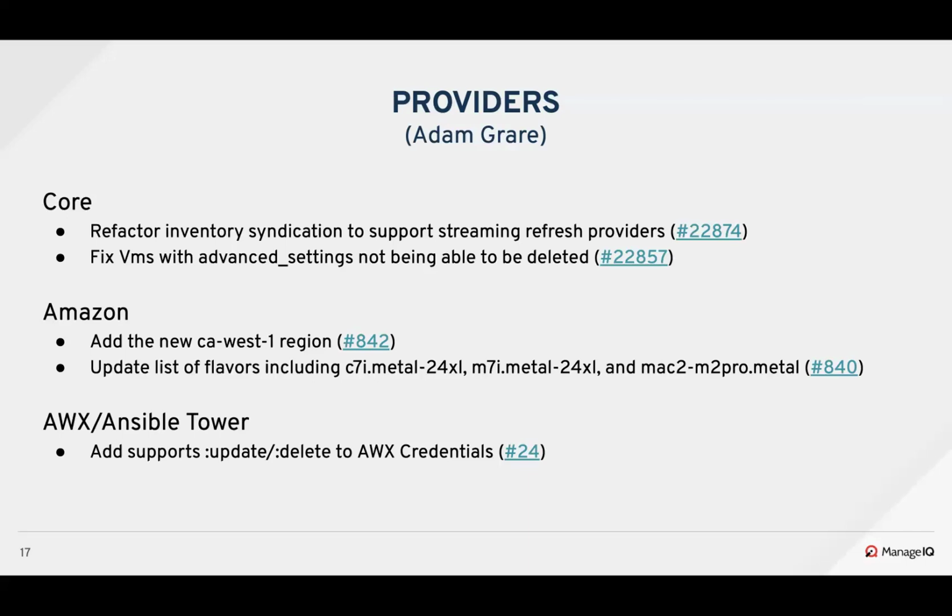For Amazon, we added the new, I think it's Calgary, the Canada West region, and updated the list of flavors, which include the new Mac M2 instance type, which is nice. For the AWS Ansible Tower providers, we added support features for update and delete to the AWS credentials type. This will be used later on in the API. Next slide.